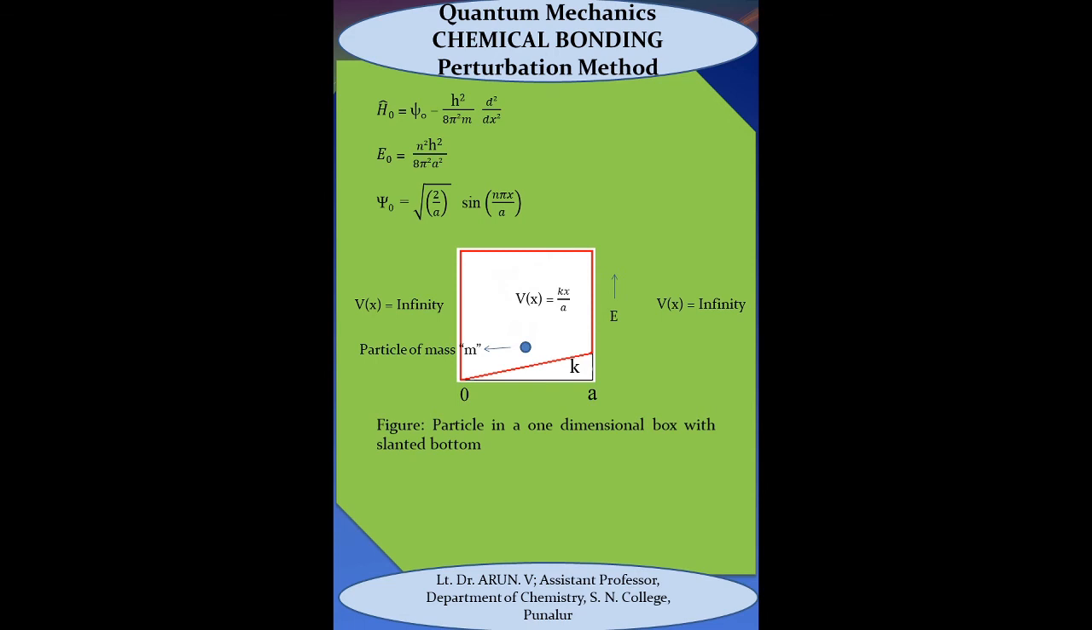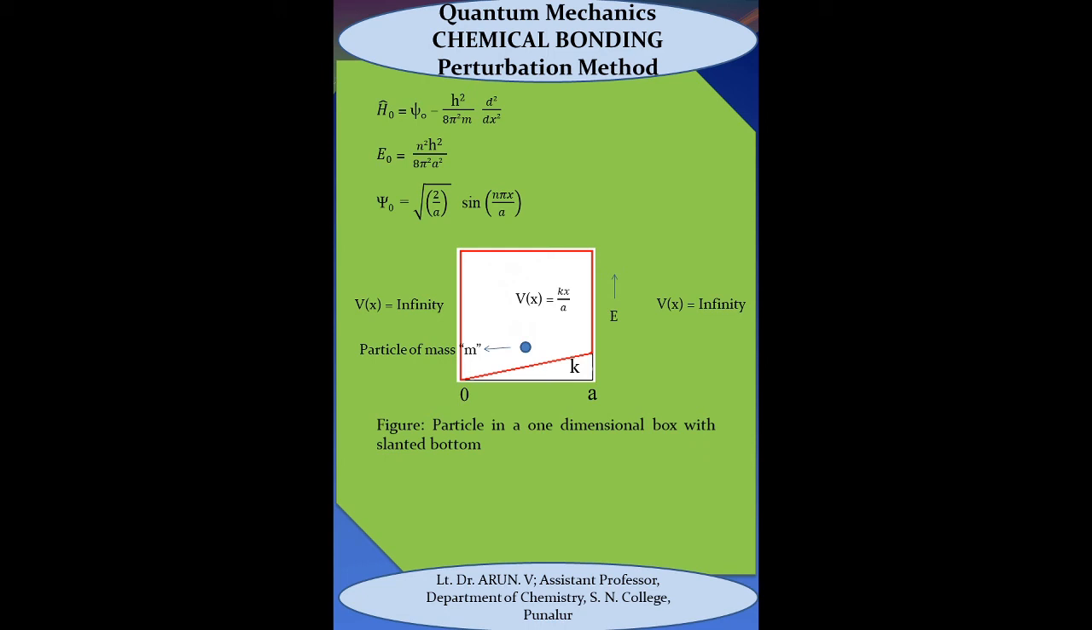The unperturbed part of the problem is the particle in a one-dimensional box. Here the unperturbed Hamiltonian H0 is equal to minus h square divided by 8 pi square m into d square by dx square. And the unperturbed energy, that is the simple particle in a one-dimensional box energy, E0 is equal to n square h square divided by 8 m a square. Therefore, the unperturbed wave function is given by root of 2 by a sine n pi x by a.